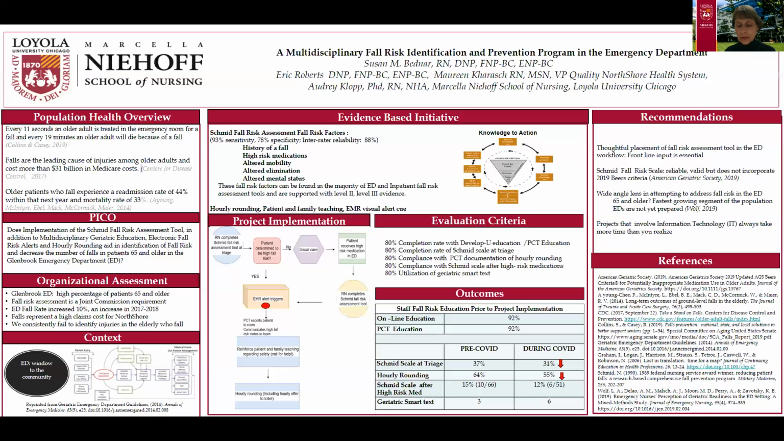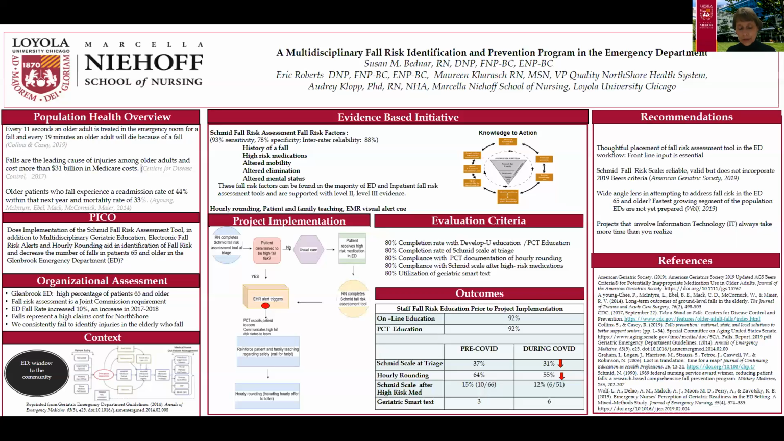Finally, the Schmidt scale completion after receiving a high-risk med in the ED. What I can tell you is that during the conduct of the project, about 328 high-risk meds were given to patients age 65 and older in the ED, and only 13% of those folks had a completed fall risk assessment. The point being, many of the meds we give in the ED increase fall risk.